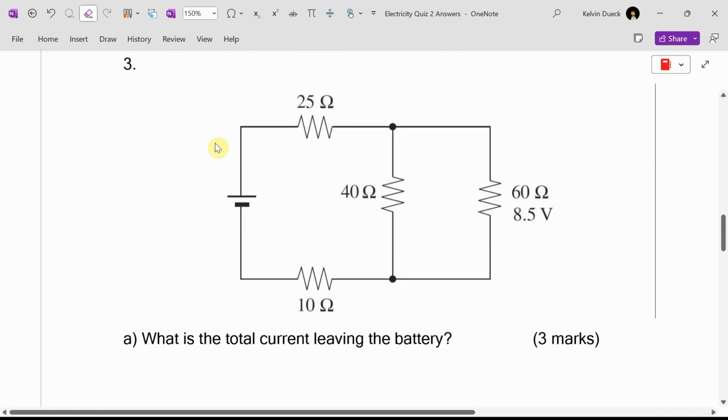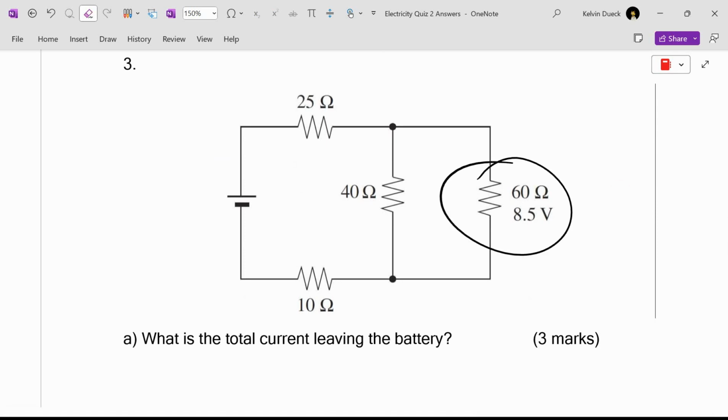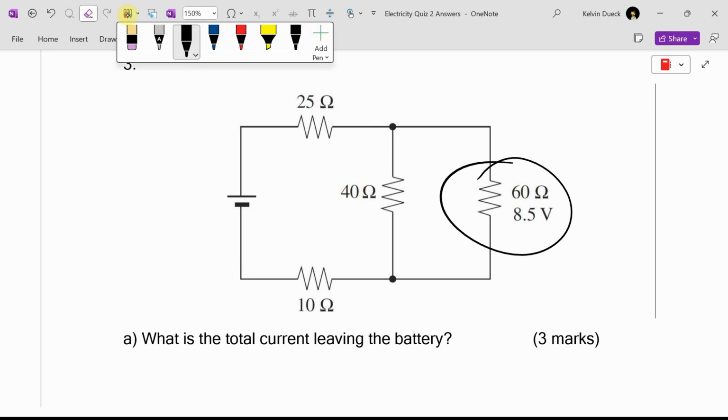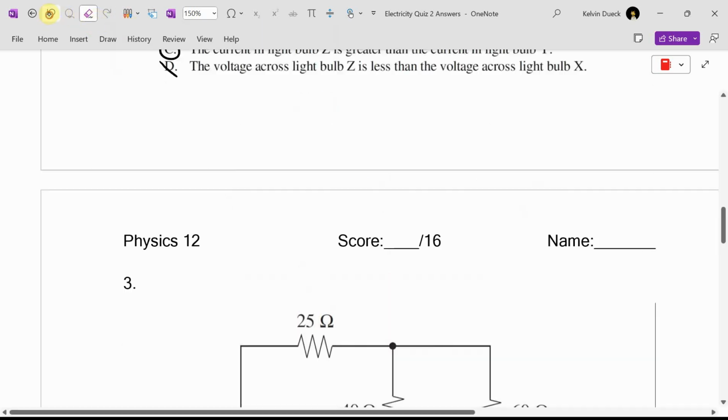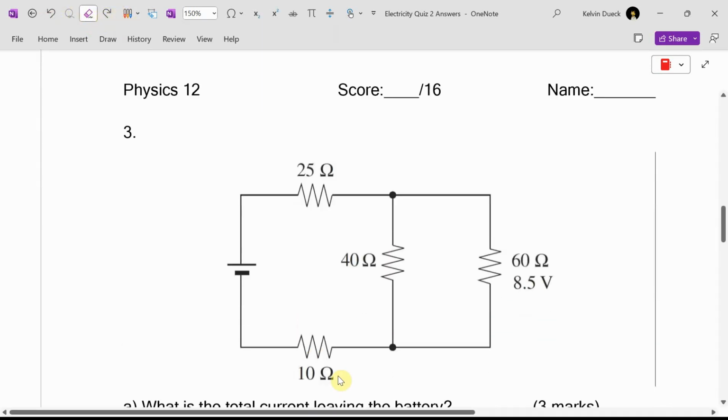Now we get to the written section. I don't need to rewrite this section. How can I tell so fast? They gave me two things. I'm not going to need to go 1 over R parallel equals. I won't need to do any of that. It wants the total current leaving the battery. Okay, I'm going to start in that location right there.